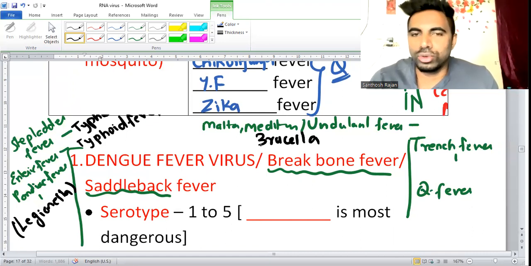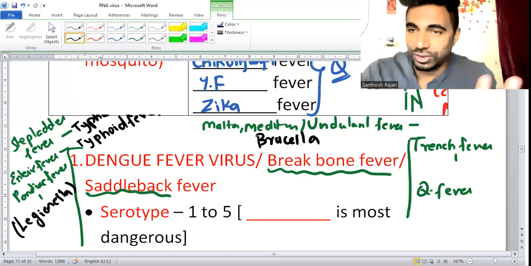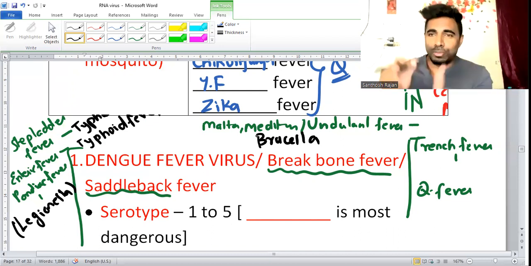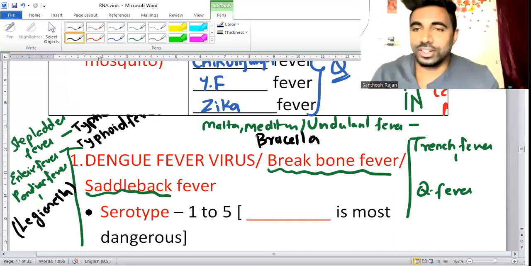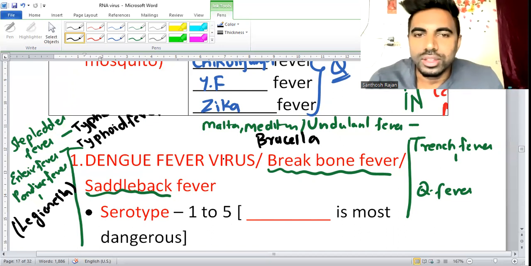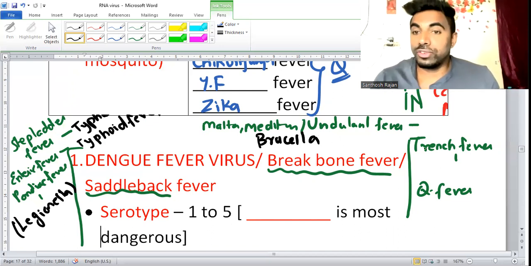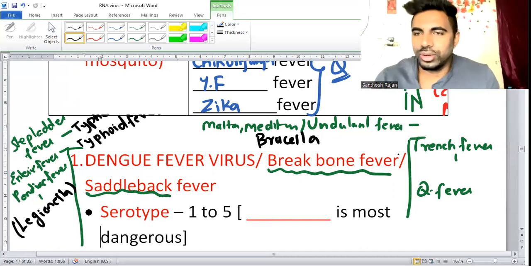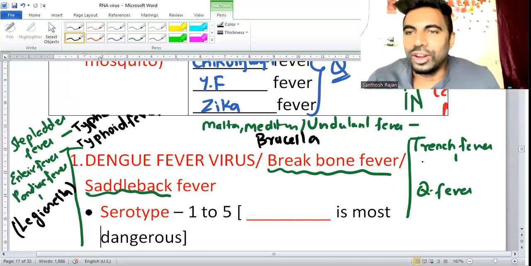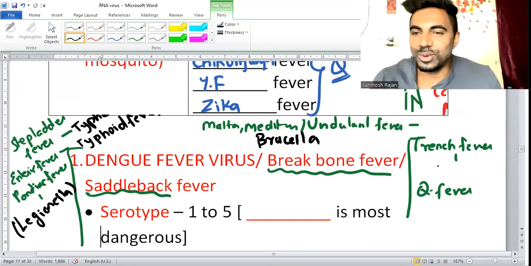This is in bacteriology, and we're going to talk about it. It's going to be very interesting, a lot of fun. But for now, just remember that Mr. Bruce Lee, the Chinese actor, the superstar, likes Malta, Mediterranean, Undulant. He likes to travel everywhere. So brucellosis for him. Trench fever: who is always tired in the trench? Your queen. Which queen? Not the UK queen, not Queen Elizabeth. I gave you a clue: Quintana. So Bartonella quintana.